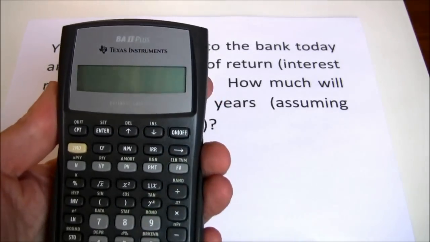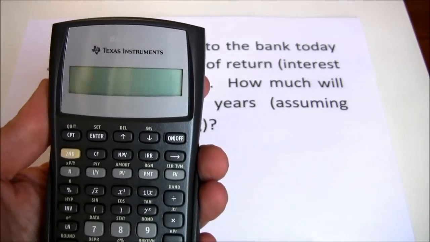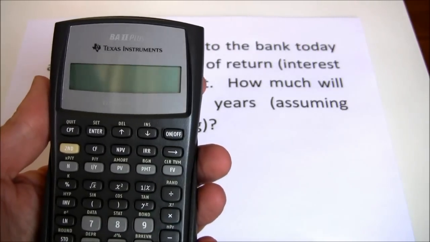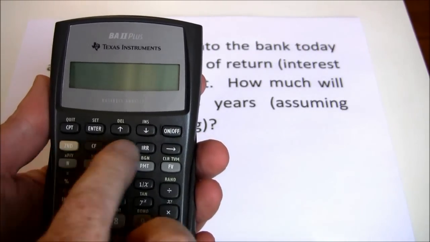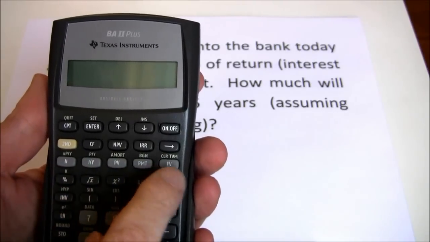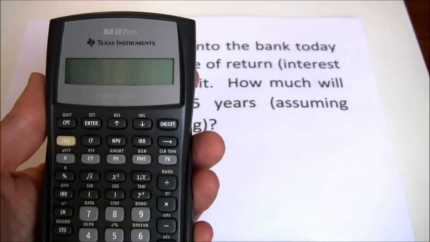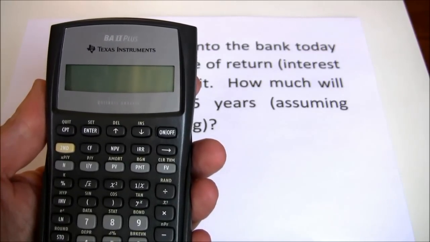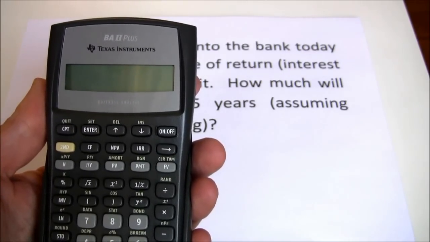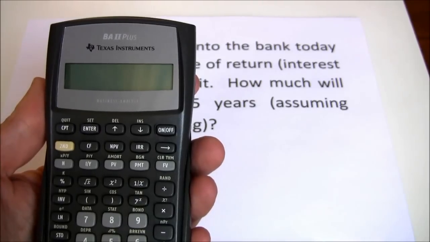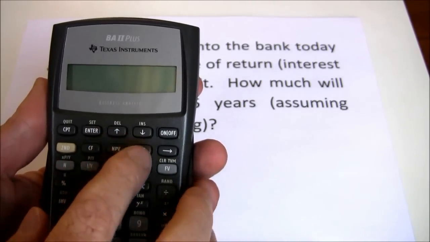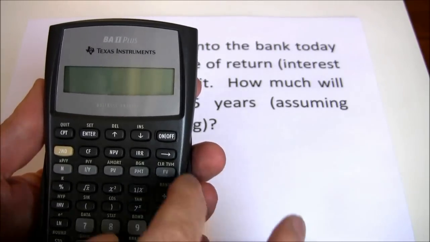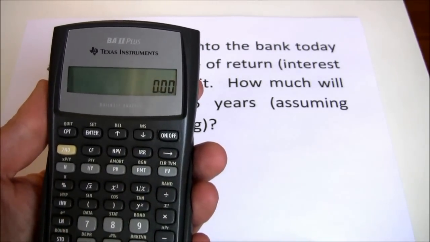Here is your Texas Instruments BA2 Plus calculator. And the time value of money keys are primarily here on the second and third rows of your calculator. There are a few other things that we'll introduce later on that aren't on those rows, but most of the things you'll do for time value of money are up there, as well as the up arrow and down arrow keys from the very top row. Go ahead and turn the calculator on.